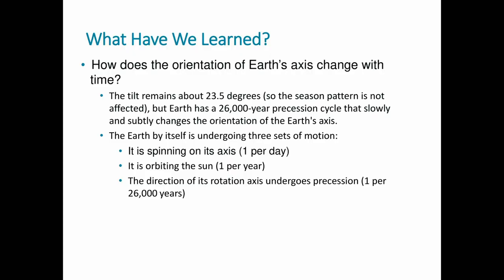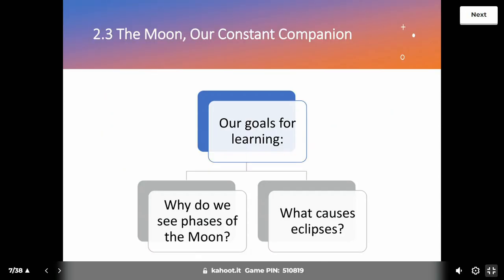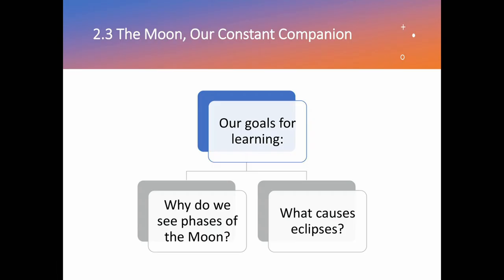That's not taking into account all the ways that the sun is moving around the galaxy, for example, and the galaxy is moving with respect to other galaxies, which of course means the Earth is moving with all those motions as well. But just by itself, the Earth is doing these three types of motion. So then we'll move on to talking about the moon. This is the thing that orbits the Earth, and we'll talk about the phases of the moon, and then we'll talk about how the moon causes eclipses.